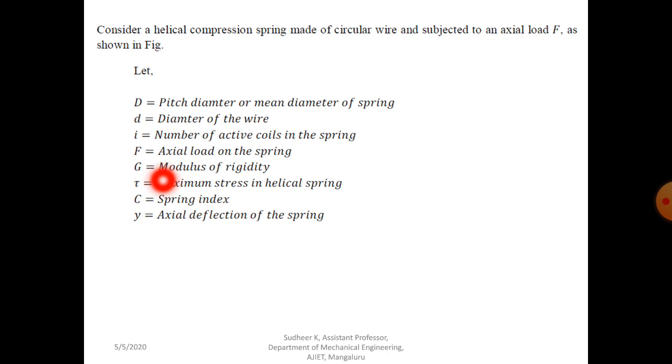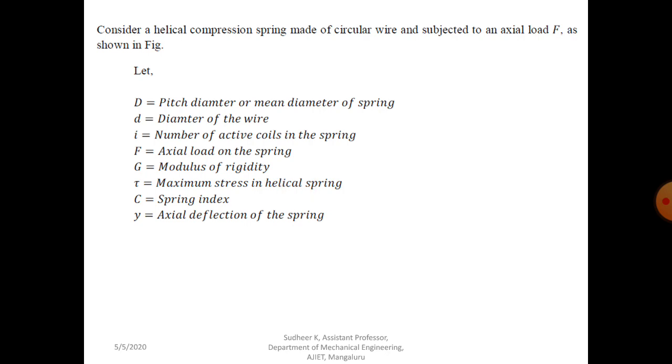Capital F is the axial load on the spring. G is the modulus of rigidity of the spring material, and tau is the maximum stress in the helical spring. One of the important parameters is the spring index, which is the ratio of the mean diameter of the spring to the diameter of the wire. Y is the actual deflection of the wire.